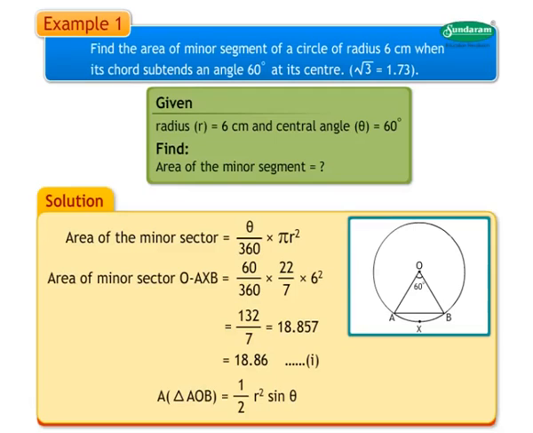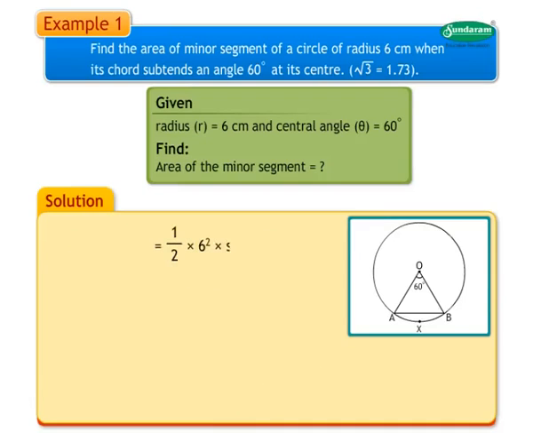Area of triangle AOB is equal to half into r square sine theta is equal to half into 6 square into sine 60 is equal to half into 36 into root 3 upon 2 is equal to 9 root 3 is equal to 9 into 1.73 is equal to 15.57. Mark this as 2.